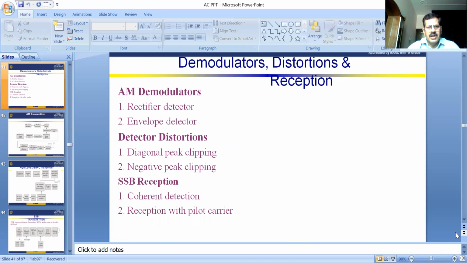Now AM demodulators, amplitude demodulators, are divided into two types. First one is rectifier demodulator. Second one is envelope detectors. And next one is detector distortion. These are also two types: diagonal peak clipping and negative peak clipping. And next one is single sideband reception, SSB reception. That is also two types. First one is coherent detection and second one is reception with pilot carriers.